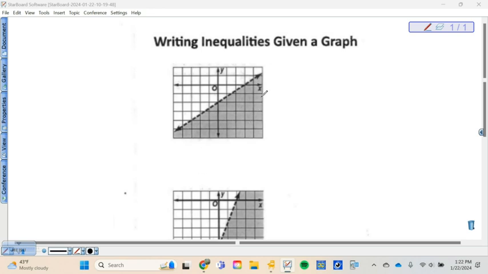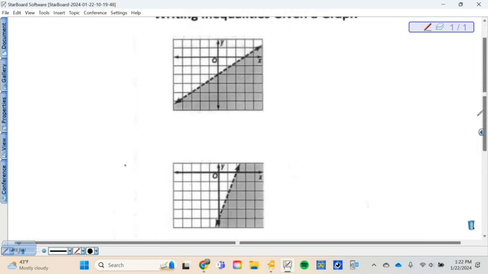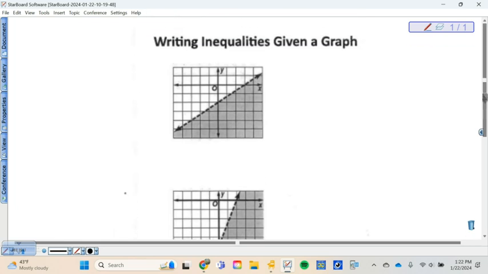So the shading is different, but what else is different about the lines? There's dotted lines, right? The bottom one has a solid line, but the top two are dotted, right? We've never seen that before. So that tells me that this is an inequality.